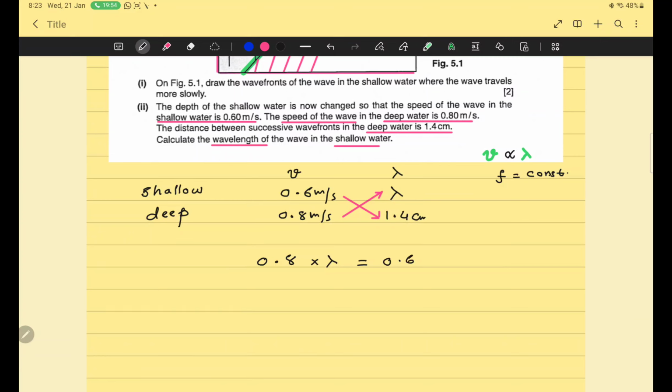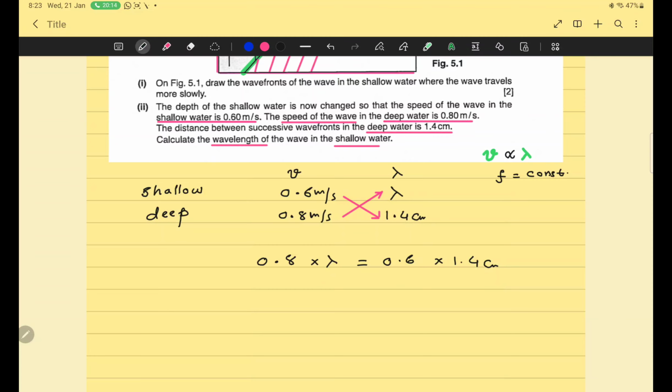You can see velocity is in meter per second and the wavelength is in centimeter, and without converting units, I am solving the question. Sir, why? Because the unit on either side will cancel out each other. So in cross multiplication, you do not need to convert units.